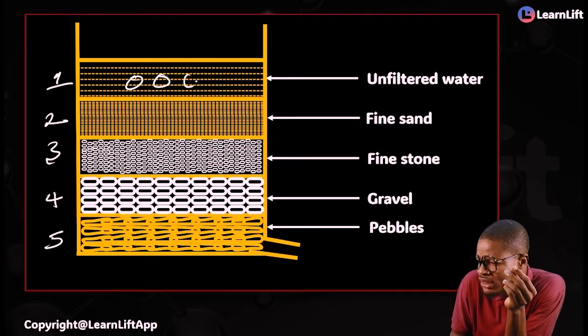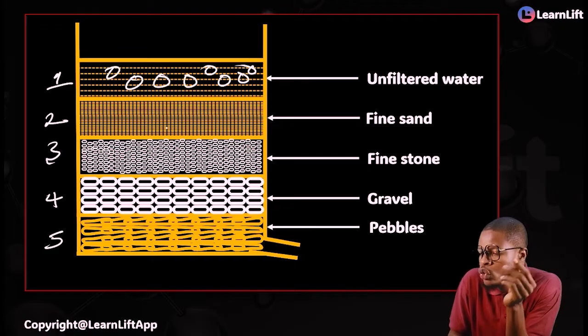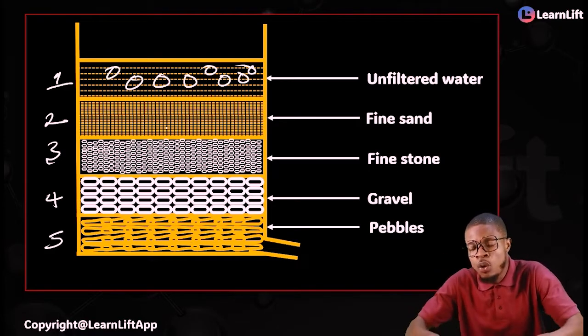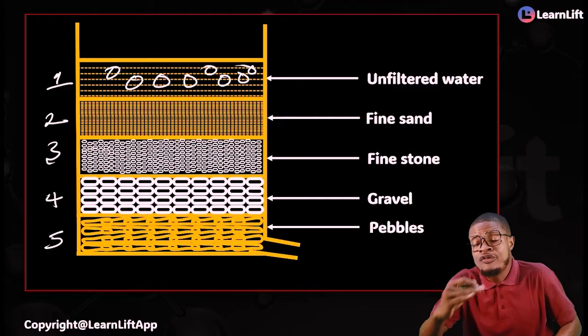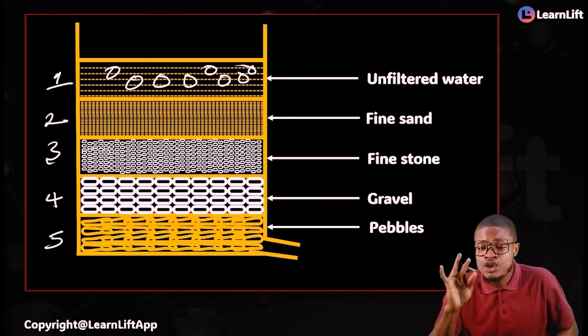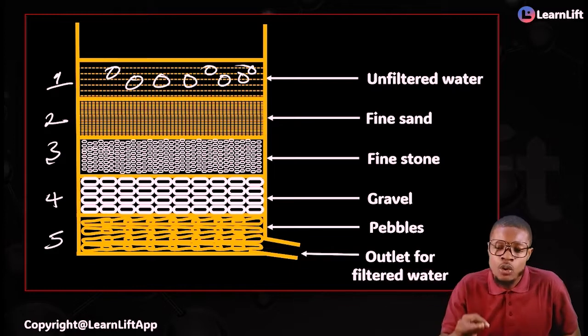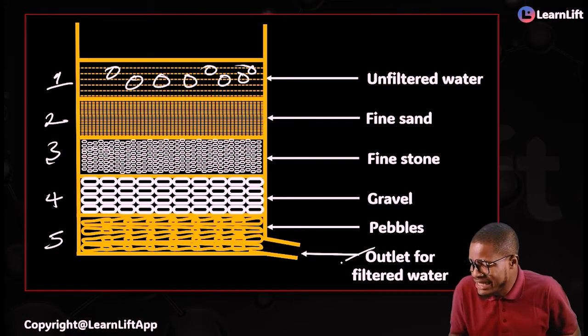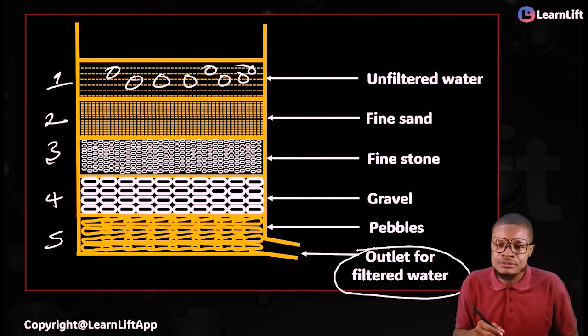All this unfiltered water that you have here, they start to pass through all the other layers below, one after the other. And then filtration is carried out adequately and neatly until you have your pure water that you can now collect in the outlet. This is the outlet for filtered water.